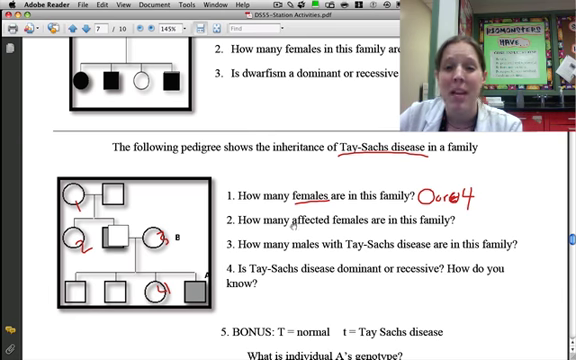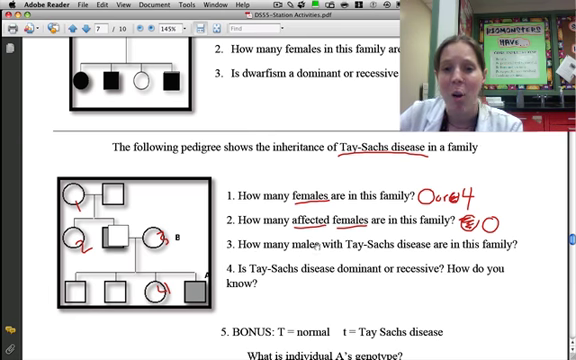Number 2 says how many affected females are in this family. So now I'm looking only for the circles that are shaded in. Well, if I look at this pedigree, I don't see any circles that are shaded in. So the answer to this question is going to be 0. There are not any females in this family that have the disease.